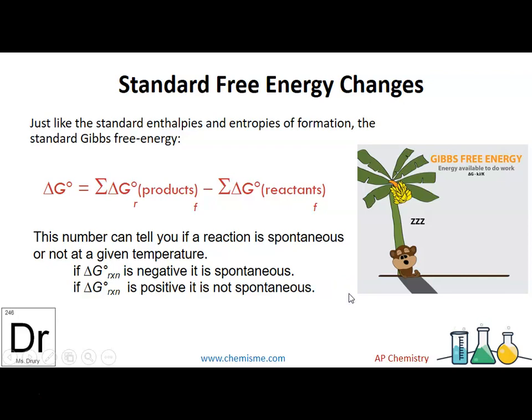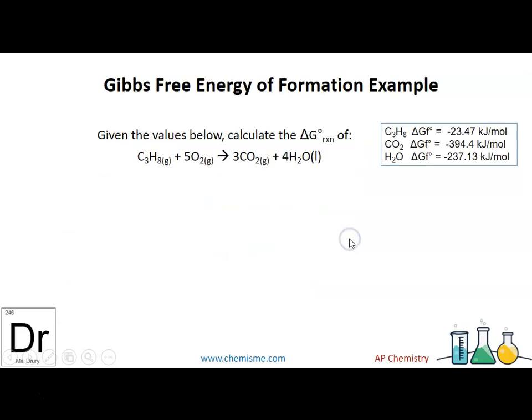So just like any other enthalpies or entropies of formation, Gibbs can also be found by doing products minus reactants. This number can tell you if a reaction is spontaneous or not at a given temperature. So if the Gibbs is a negative number, it is spontaneous, so that means it's releasing energy as it works, and so it is working. And if the Gibbs is positive, it's not spontaneous, it requires energy in order for it to work. So here you see the little monkey sleeping. He's not working, so he is going to be a positive Gibbs energy, right?